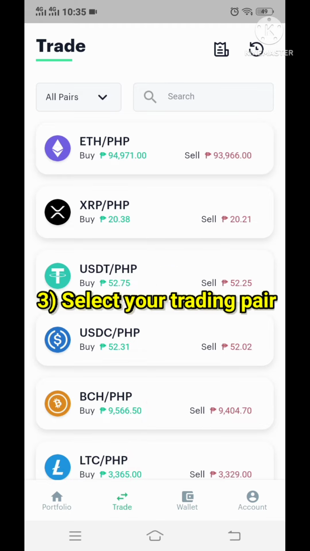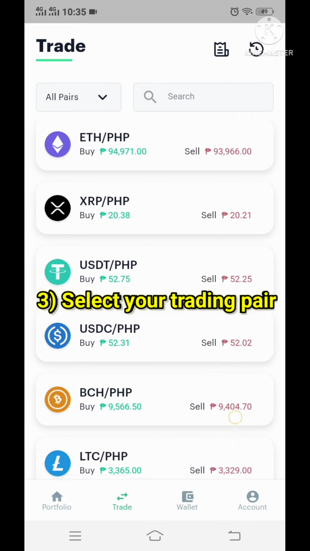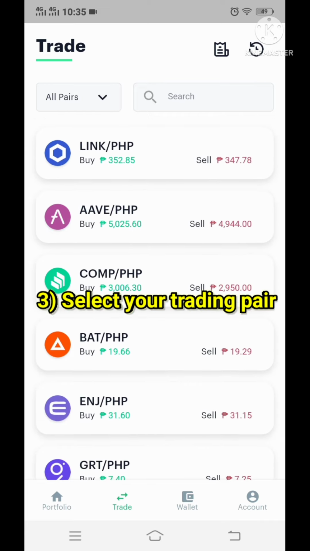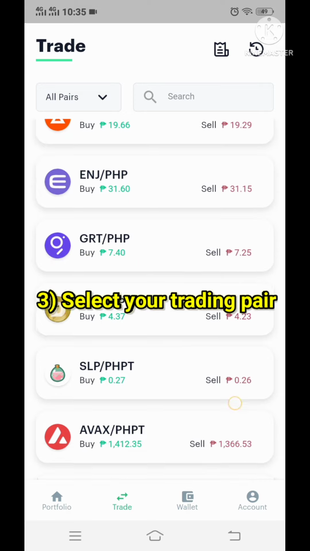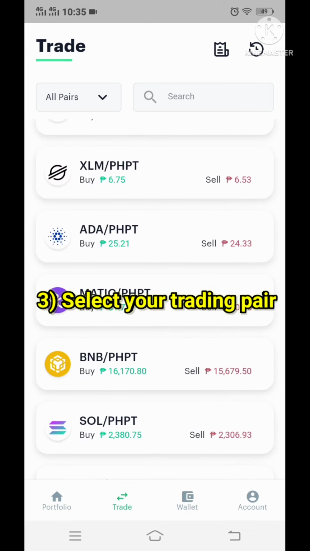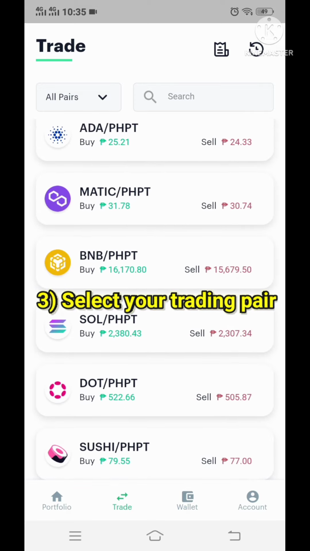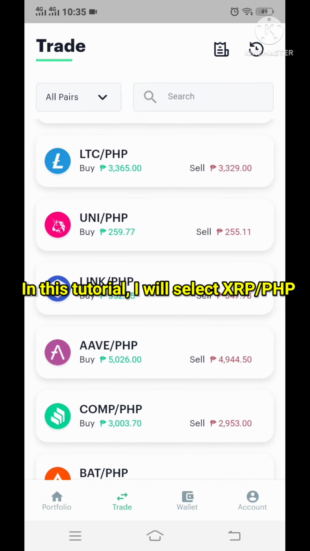You will then see more than 20 pairs. Just select your preferred trading pair like XRP PHP, BTC PHP, BCH PHP, and as for me, I will select XRP PHP.